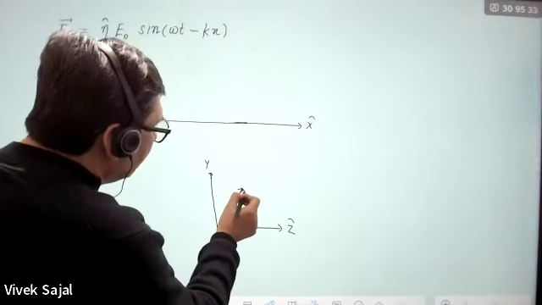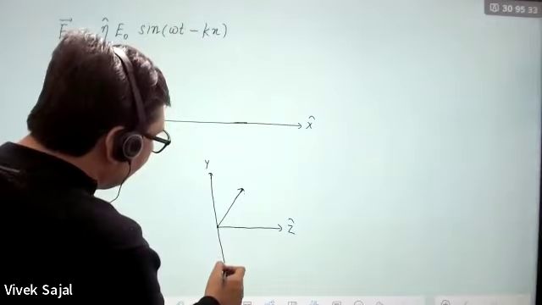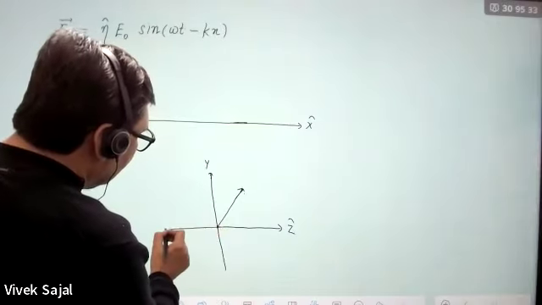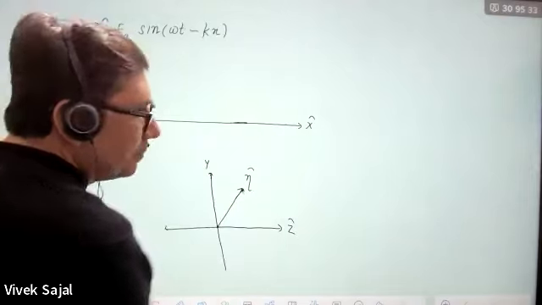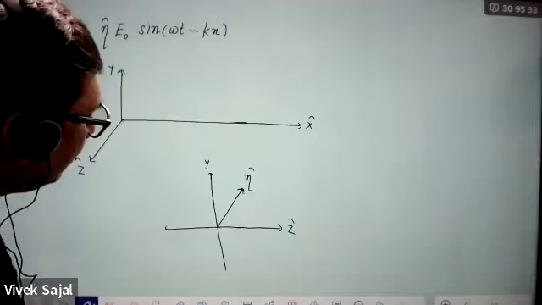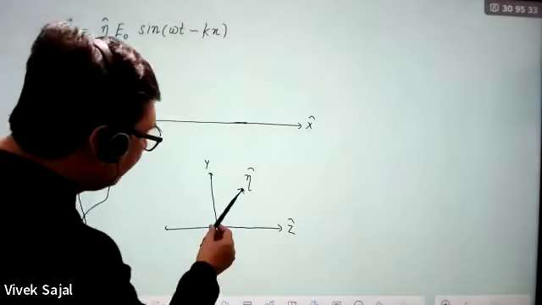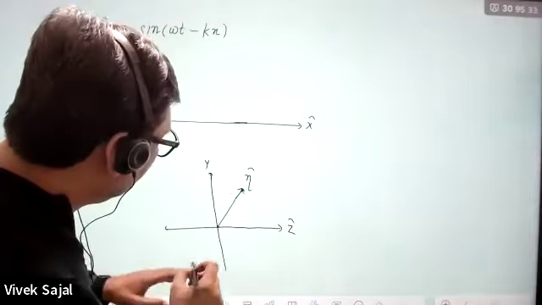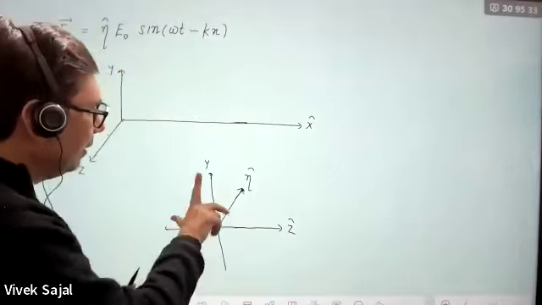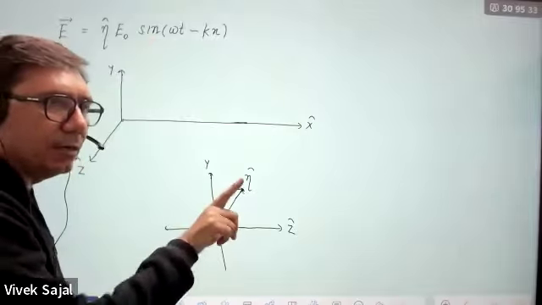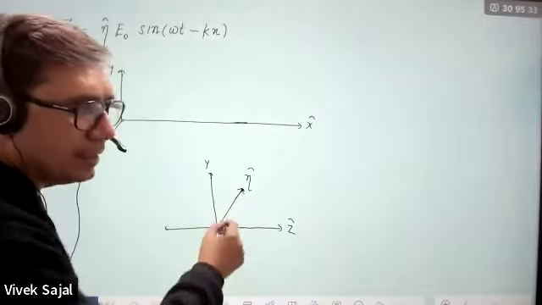And we are saying this is eta cap direction. Eta cap direction. So in which plane are all the electric vectors? Try to understand, this is y and z. So the wave is propagating in the x direction.